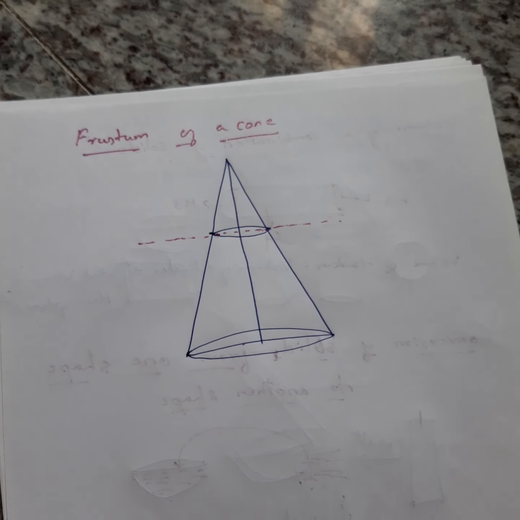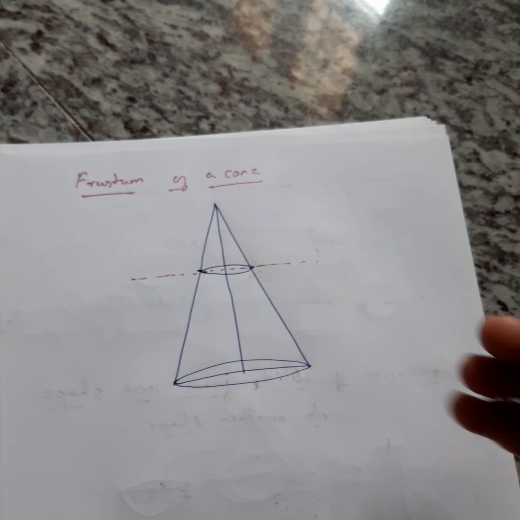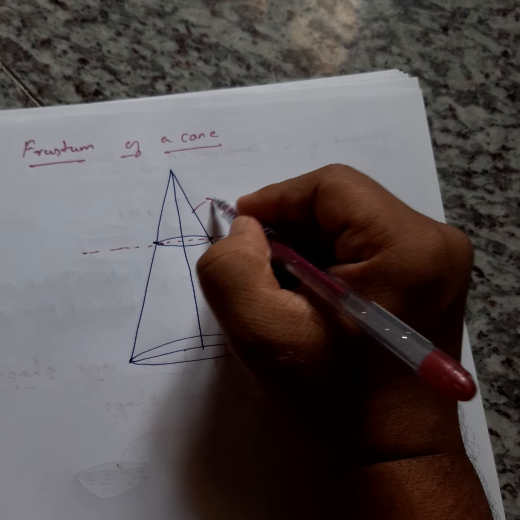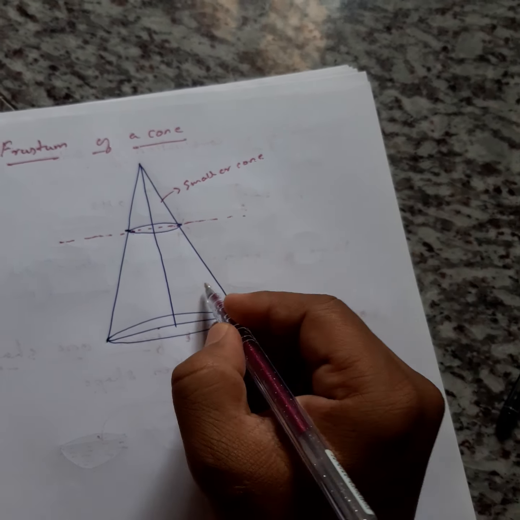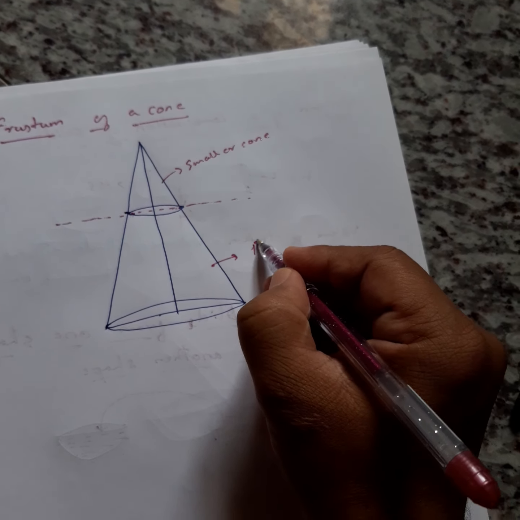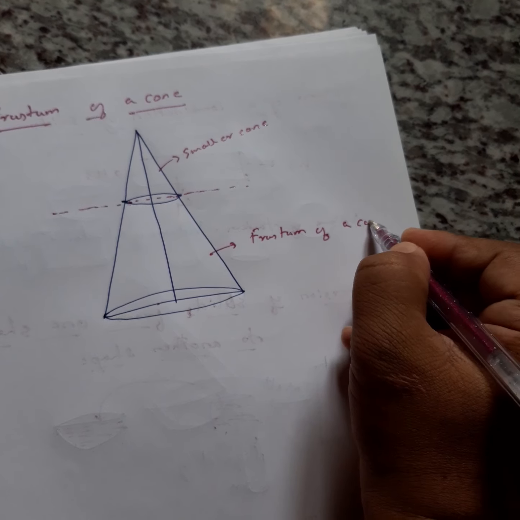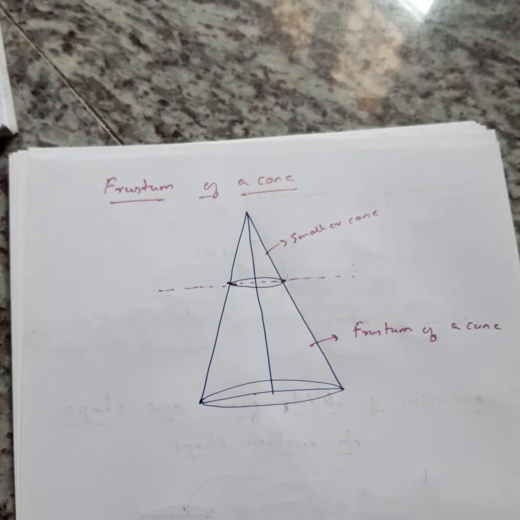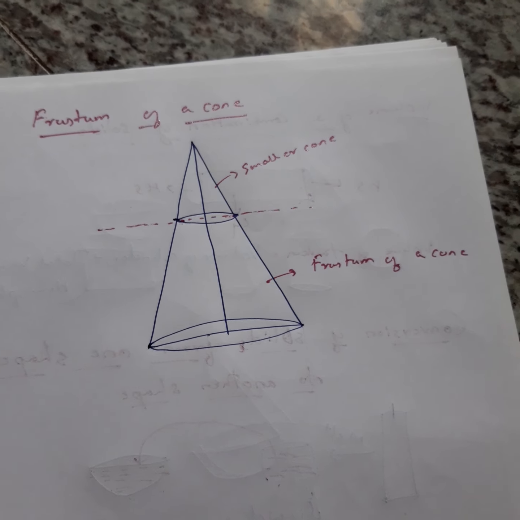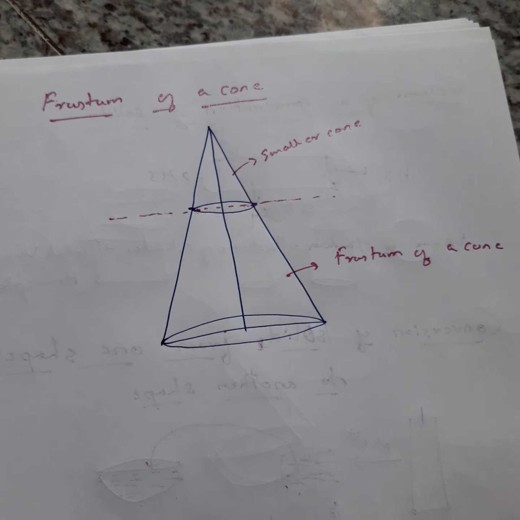When I cut this cone, the part I'm going to get is this part, a smaller cone, and this remaining part is called the frustum of a cone. So this is the frustum of a cone and this one is a smaller cone.